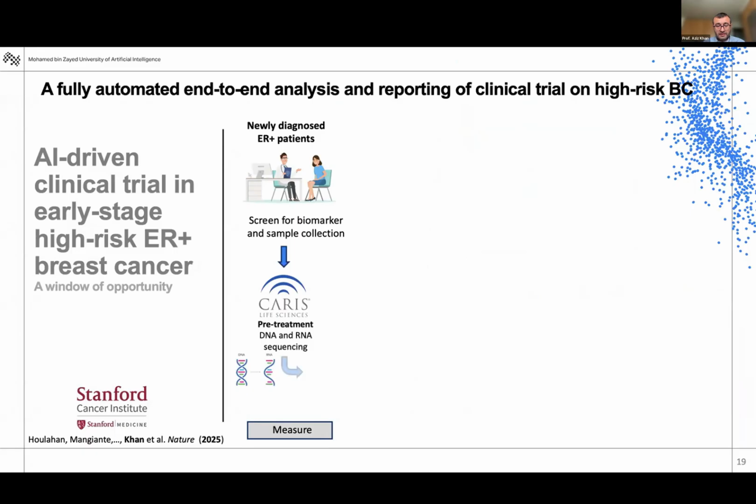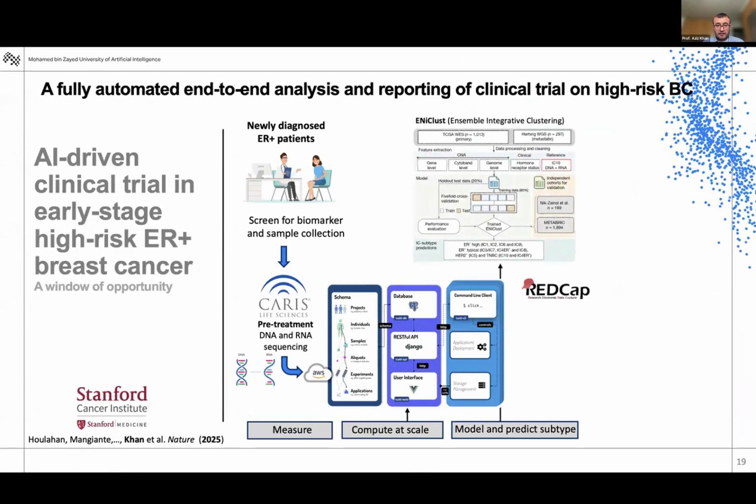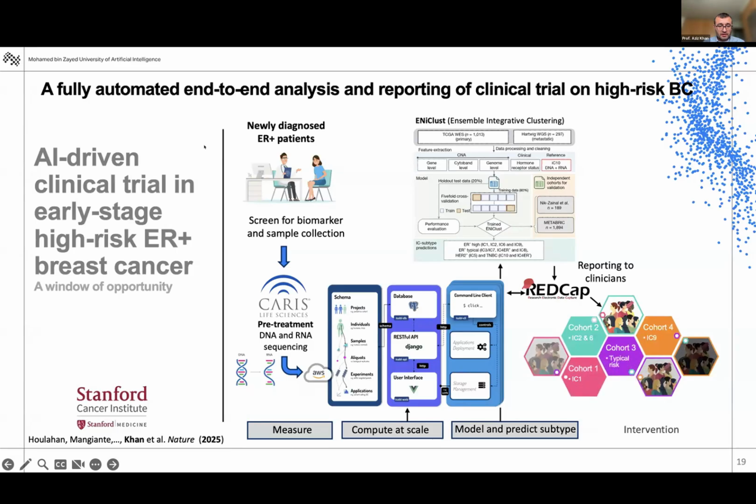I'm showing a phase 2 clinical trial that it became part of, and you could see that we used again the Isabel platform to automate the end-to-end analysis of this trial. When a patient goes and sees the oncologist, and if it is fit, an ER positive patient, the samples are sent to biotech, and we get both sequence in terms of DNA and RNA, and we ingested that in the platform end to end, and we run our IC cluster, we call it any cluster, and then based on the subtype, the patient can be in a specific cohort in terms of the treatment. We then also do sequencing after the treatment as well, and that also gets processed through the platform.